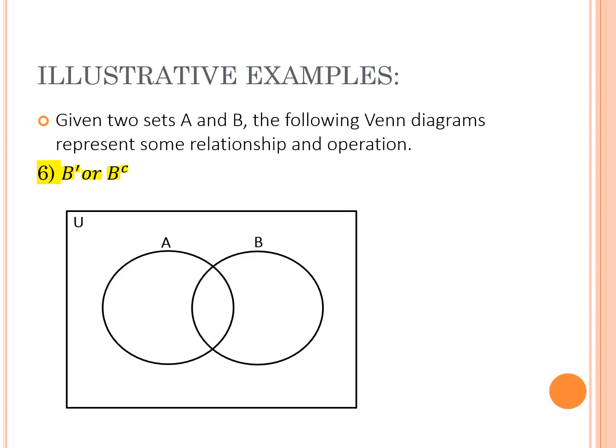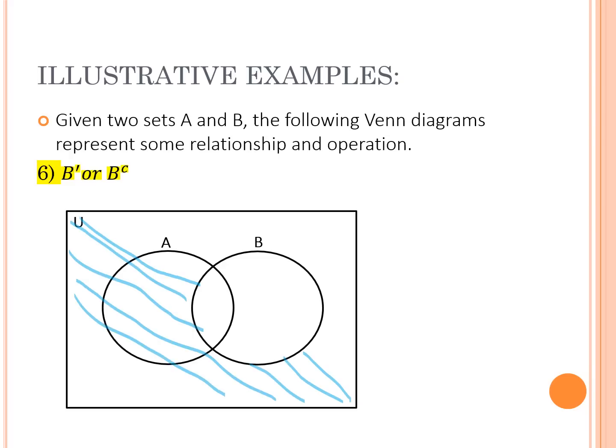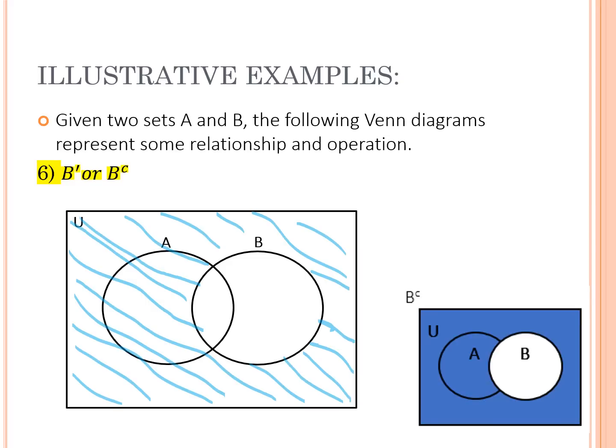Number six, we have B prime or the complement of set B. Again, we shade the outside part of set B. We shade all of the diagram except circle B. It means that all of the numbers or elements outside circle B are included in B prime or B complement. So again, when we shade that carefully, this is how it will look like.